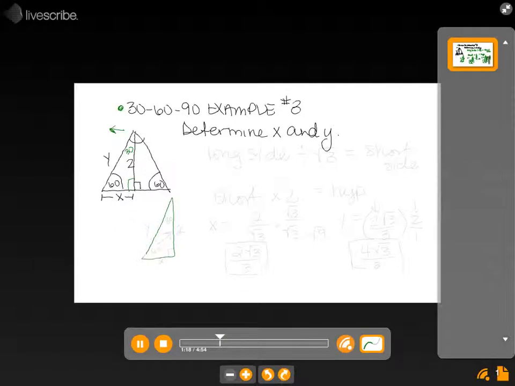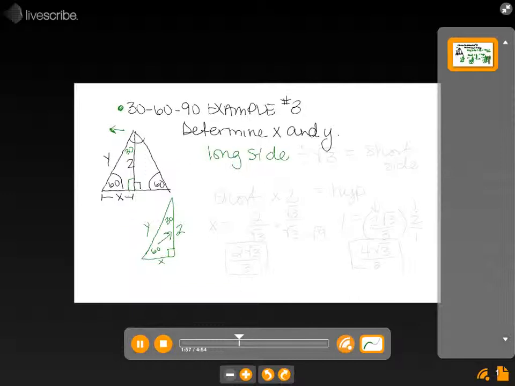We need this left-hand side: 90, 60, 30. This is 2, y, and x. Now we need to figure out x and y. Once we have our triangle here, we need to determine whether we're given the short side, the long side, or the hypotenuse. Short side is across from the 30, long side is across from the 60, and the hypotenuse is across from the 90. We are given the long side in this case, because it's across from the 60.